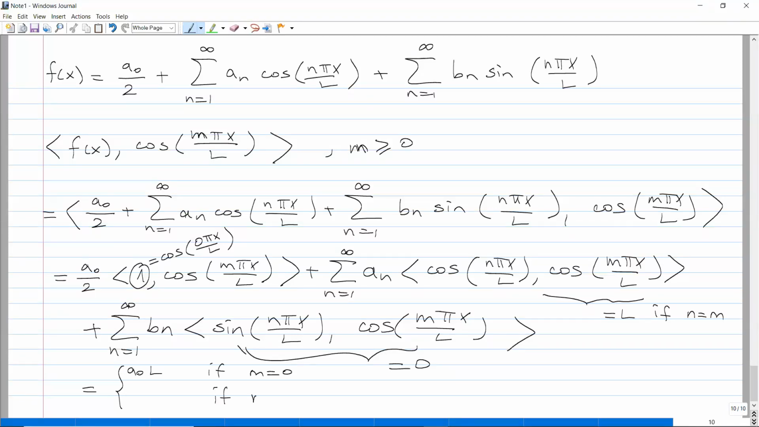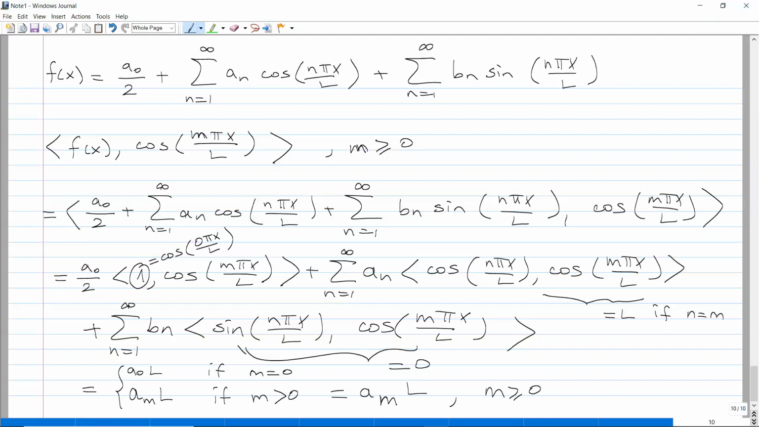And if m is greater than 0, then for the first inner product we get 0 because m is not 0. In the second one, we get L only when n is m. So in this infinite sum, we get the number L when n is equal to m. So we have am times L. But in either case, it is am times L, for m greater than or equal to 0.